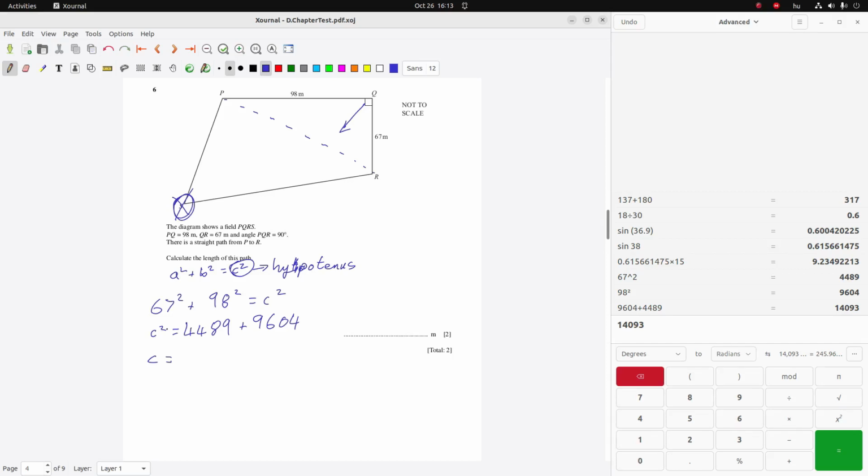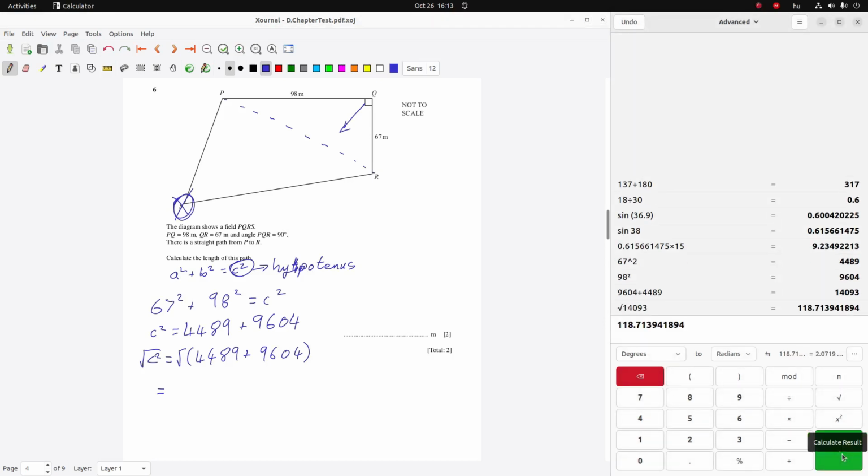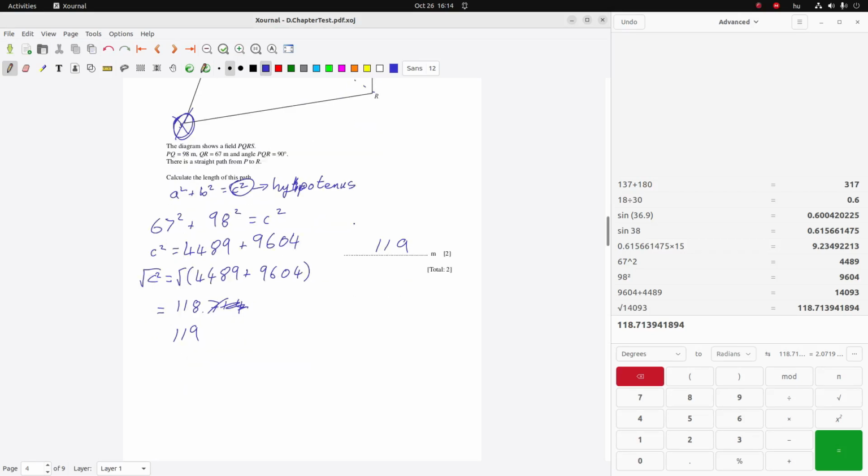And then c. This is algebra. I'm squaring on this side, and what's the opposite of squaring? Square rooting is the opposite of squaring. What I do to the left-hand side, I also have to do to the right-hand side. So if I square root the left-hand side, I also have to square root the right-hand side. 4489 plus 9604, equals, square root, equals 118.714. But we only need three significant figures, so we can cut that off, and it becomes 119.